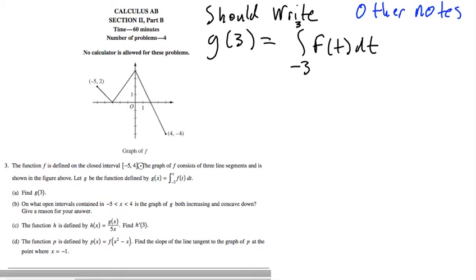So let's mark it off, from -3 to 3. This is 3 by 4, so this is going to have a value of 6. This is 4 by 2, so this is going to have a value of 4, right? It's the area of a triangle. And then we have a little baby triangle right here that is 1 by 2.